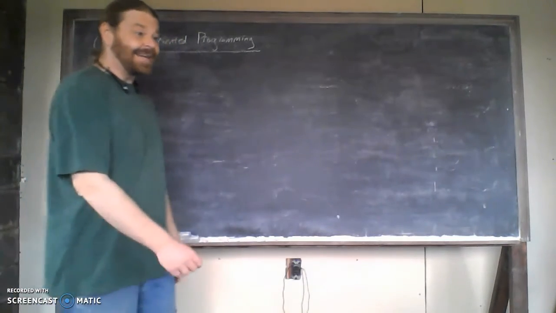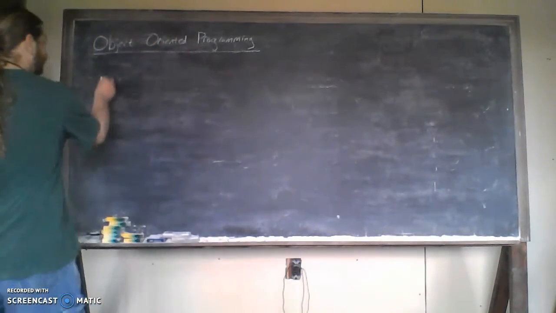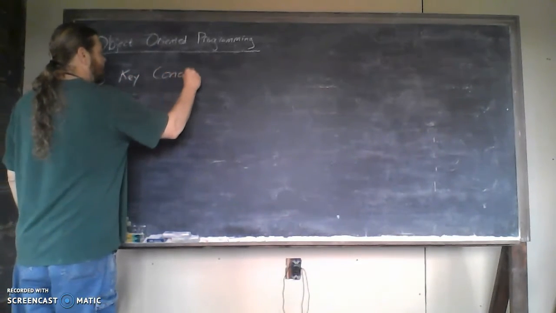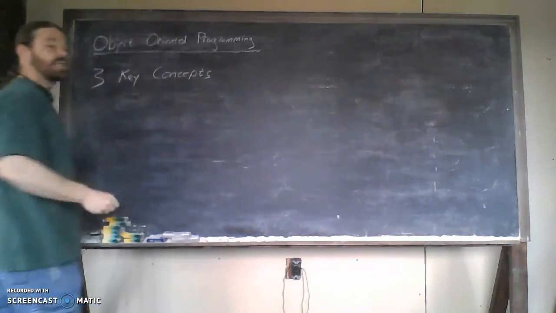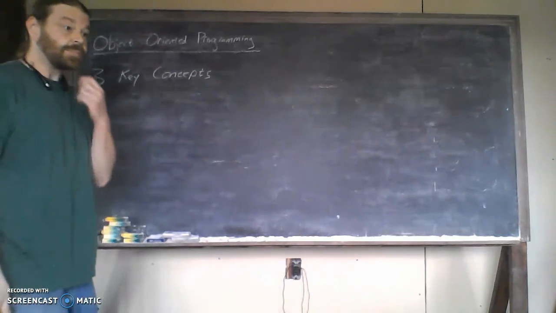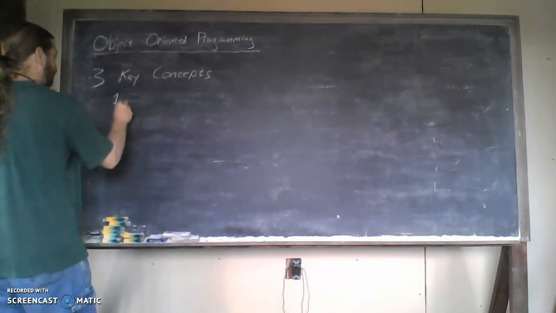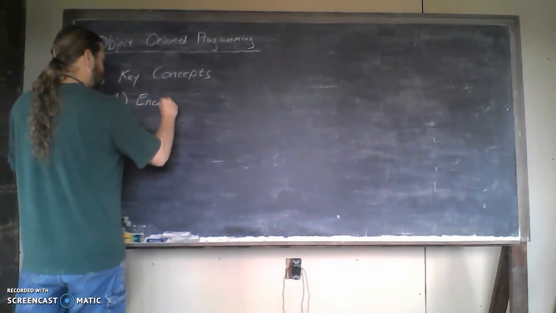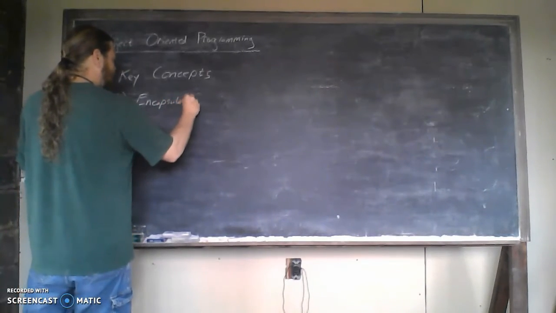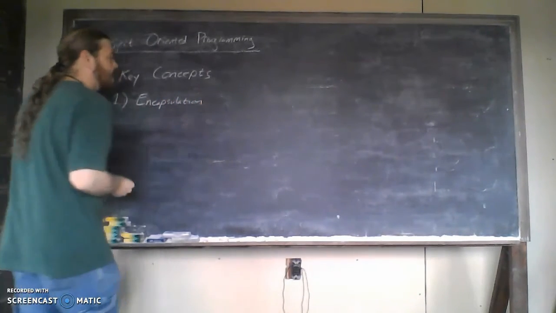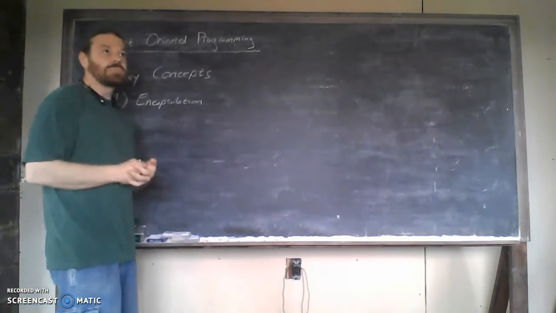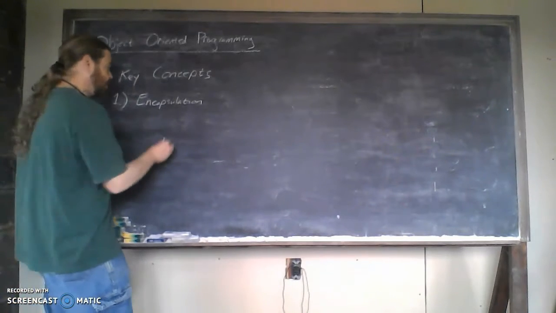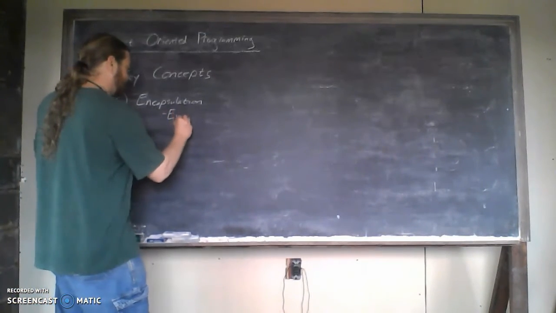So getting started into the introduction of it, there's 3 key concepts that we want to consider when building our objects. The first is encapsulation. Just the quick view of that, we're going to go over it in more detail later. The quick version is everything needed is included.